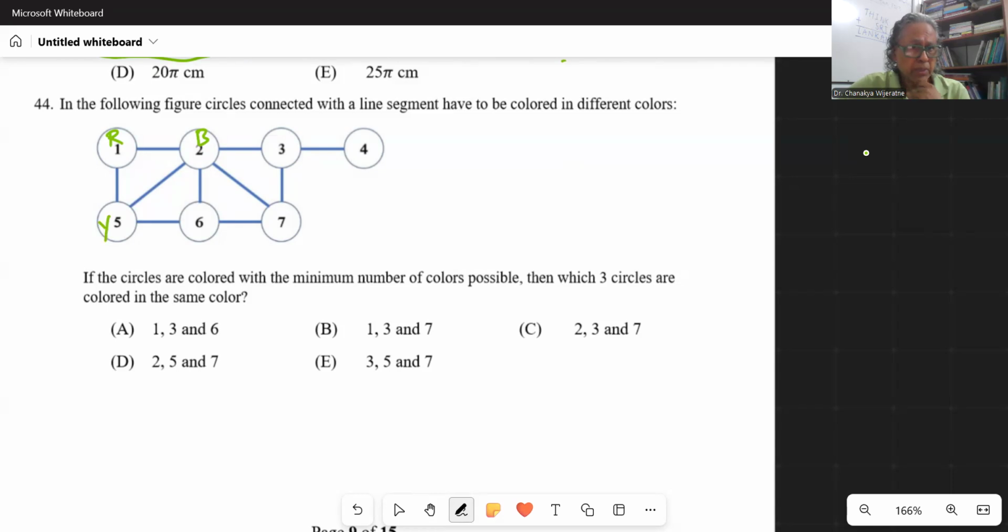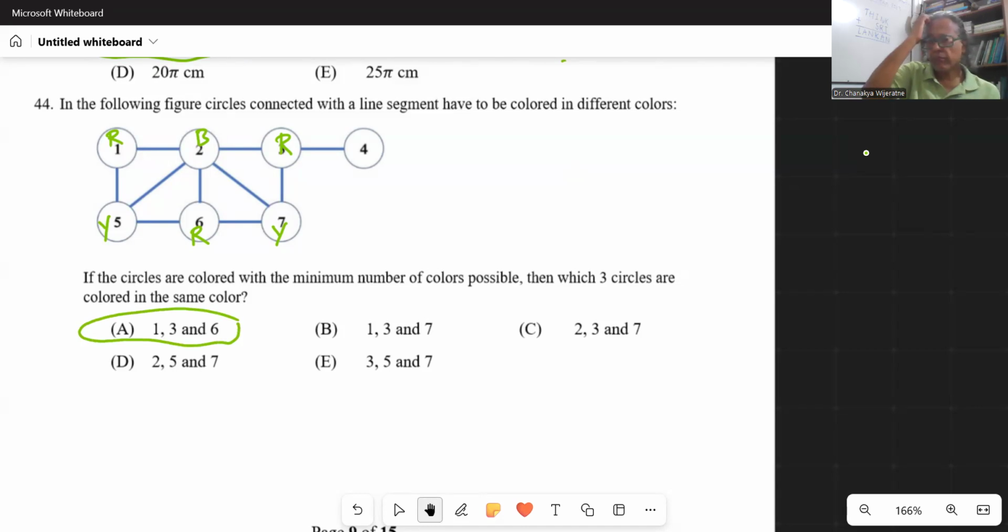If you give this one red, then 2 has to be colored in a different color, blue, and 5 has to be different from both red and blue, let's say yellow. What about number 6? Now for 6 we can give red color. And for 7 we can give yellow, and for 3 we can give red. And 4, of course, can be either yellow or blue. So you can see that 1, 6, and 3 are in the same color.